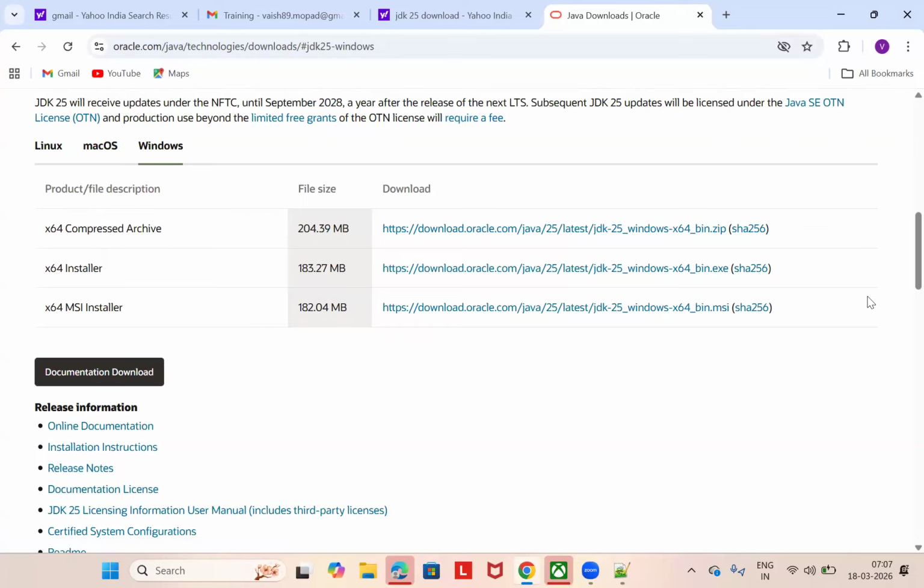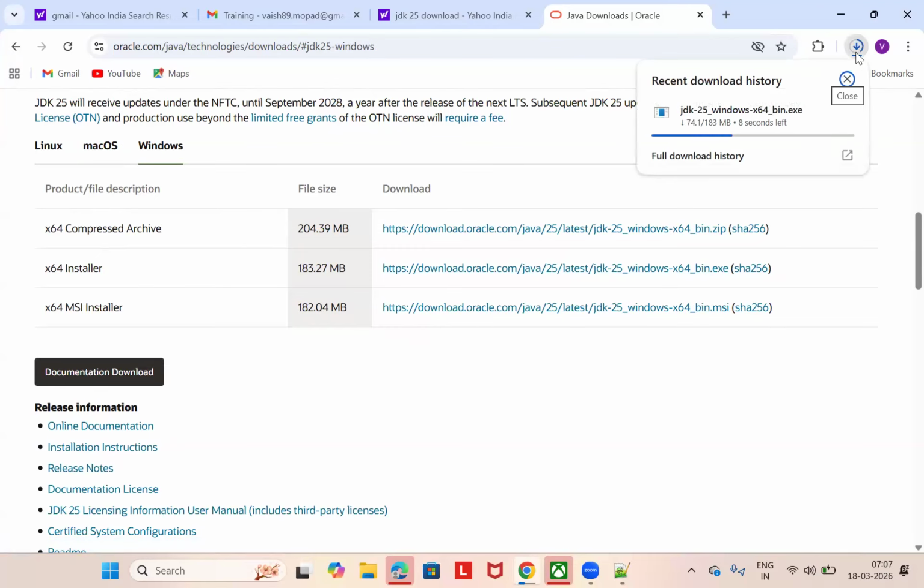Okay, so I need to click on Windows. I click on the 64-bit installer. Always go for the 64-bit installer. So I click on this link. It'll take a couple of minutes to download the file.